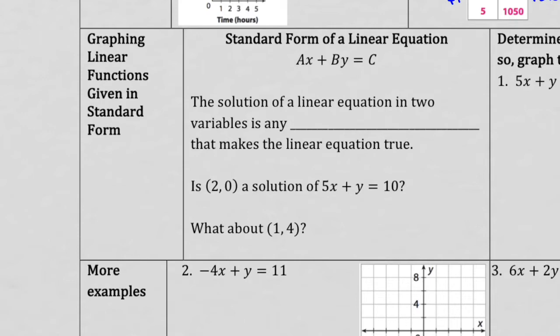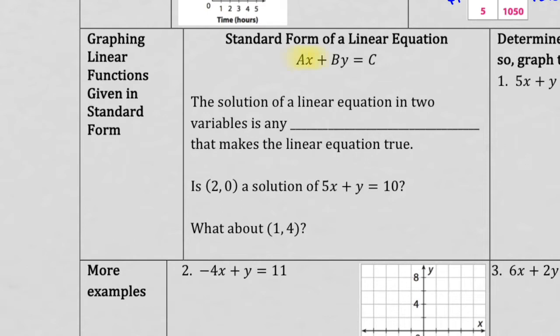Graphing linear functions given in standard form. Okay, so first I'm going to define what standard form is, and then we're going to attempt a little bit of graphing when a function is given in standard form. So here's standard form. Standard form of a linear equation: ax plus by equals c.